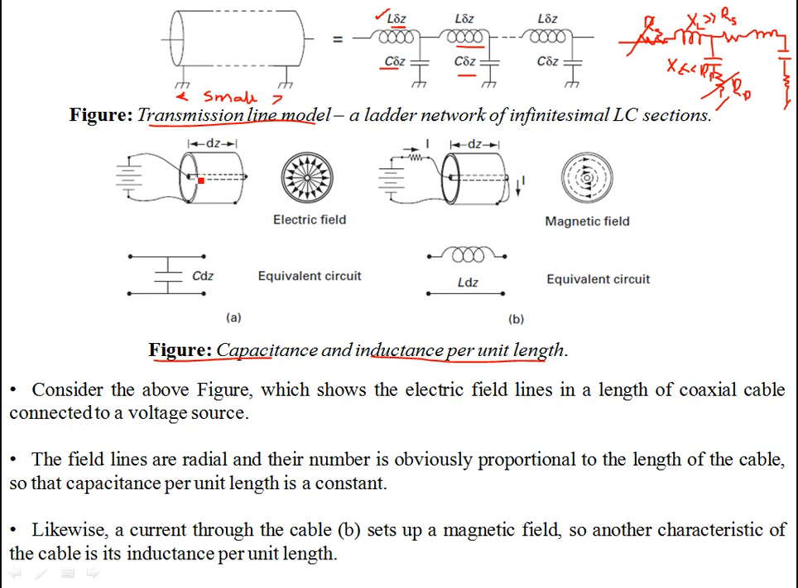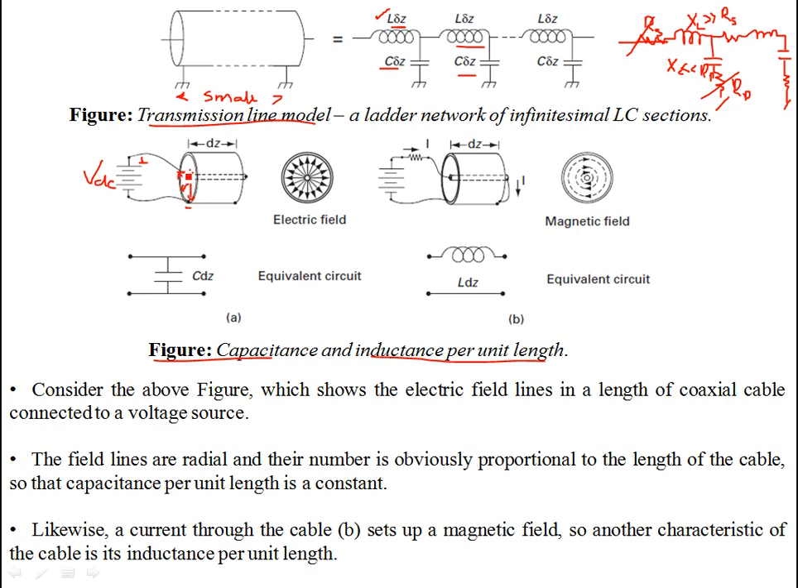For example, if you have a piece of coax, which has an inner conductor and an outer conductor, you apply your supply, let's say, a DC source. It's going to establish an electric field due to the potential difference. Maybe this is the positive terminal of the battery connected, and here you have the negative terminal. So from positive to negative, you will have radial field lines like this.